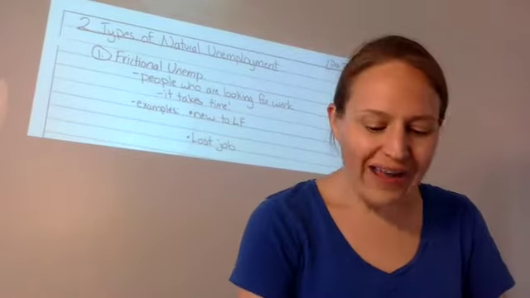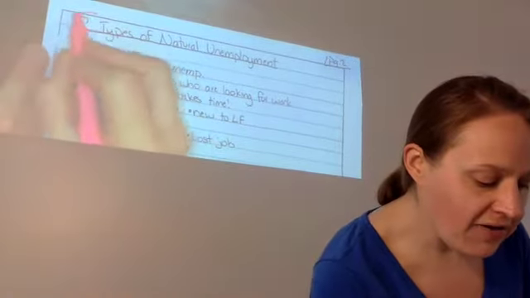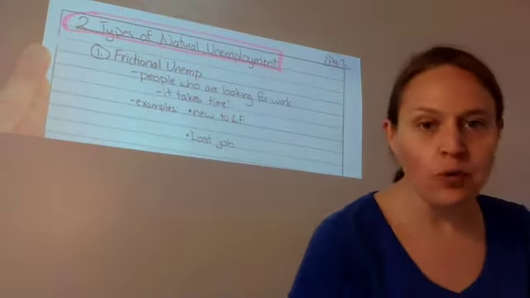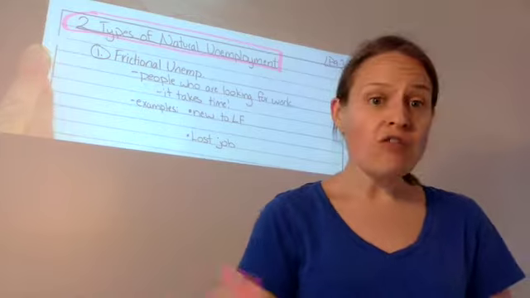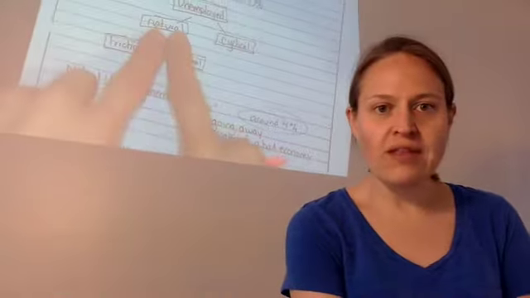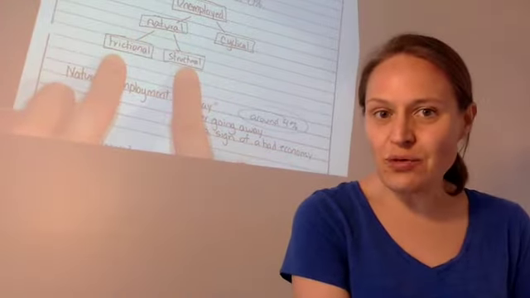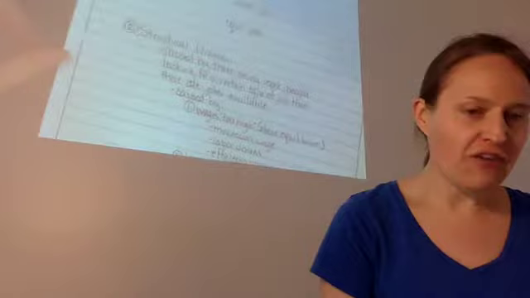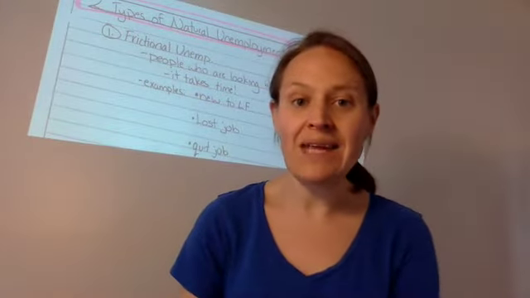All right, on page 2. All right, so here it says 2 types of natural unemployment. So page 2 is all about that natural unemployment. It's all about that 4% unemployment rate. So like we said over here, they divide natural unemployment up into frictional unemployment and structural unemployment. So now we're going to define and talk about what frictional and structural unemployment means.